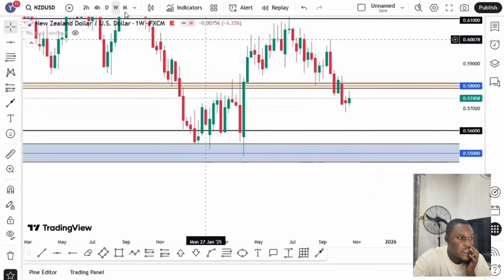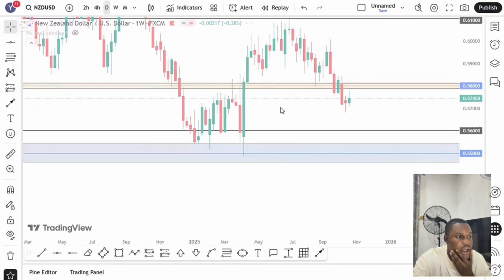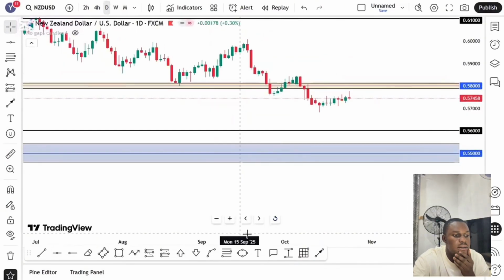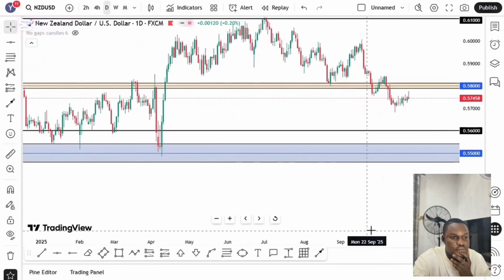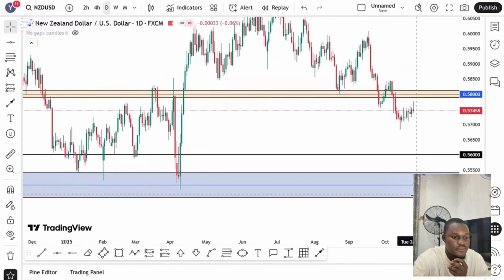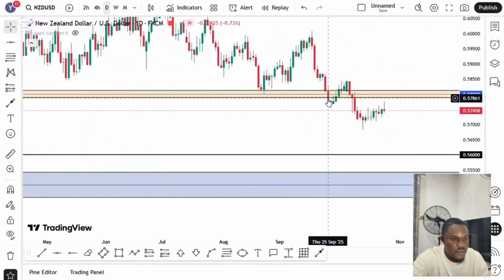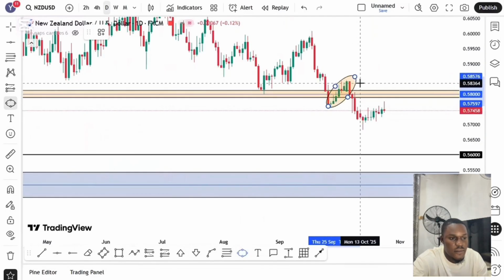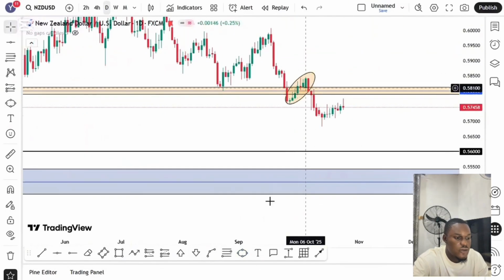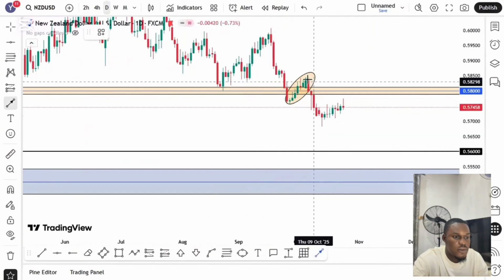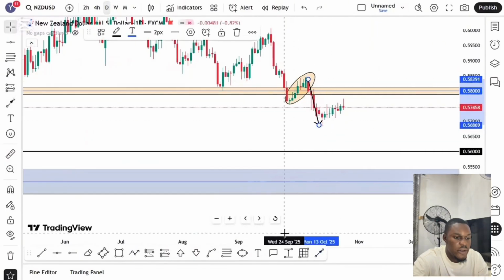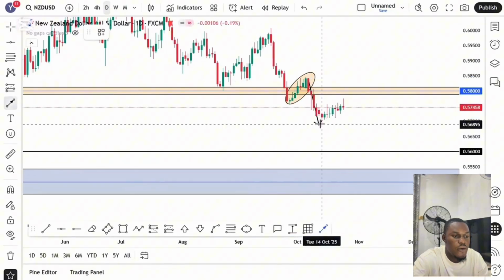If we drop to the daily time frame, where I usually find entry, the daily and the 4 hour time frame. On the daily time frame, after this breakout, we have this correctional move to the opposite direction. Then the market breaks below aggressively again, and we are also experiencing another correctional move to go lower.